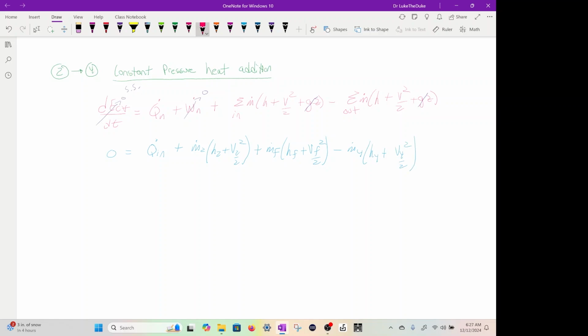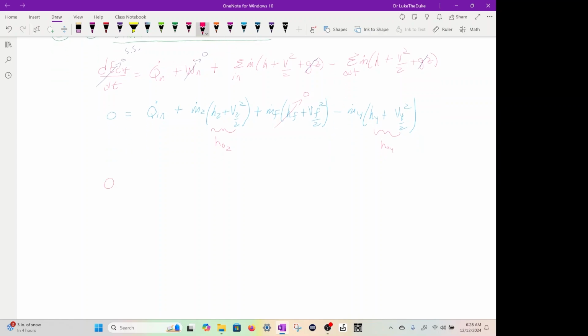Now, we're going to neglect the fuel term because it is much smaller than the air coming in and going out in that section. And if you remember, we can classify h plus V squared over 2 as h naught 2, and this as h naught 4. So we get 0 equals Q dot in plus m dot 2 h naught 2 minus m dot 4 h naught 4. Awesome.